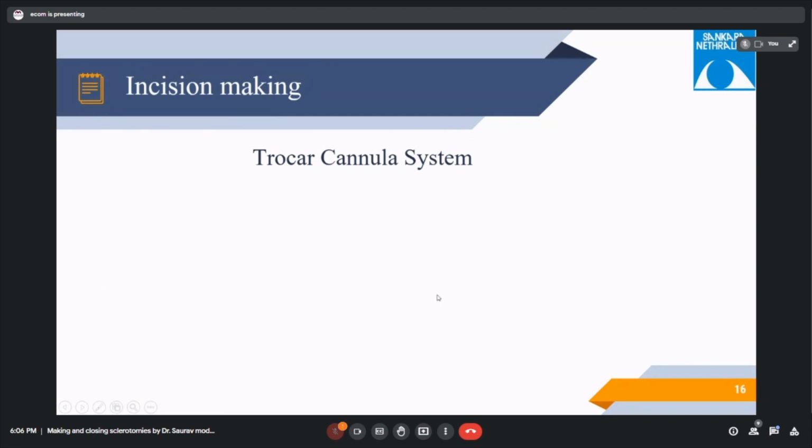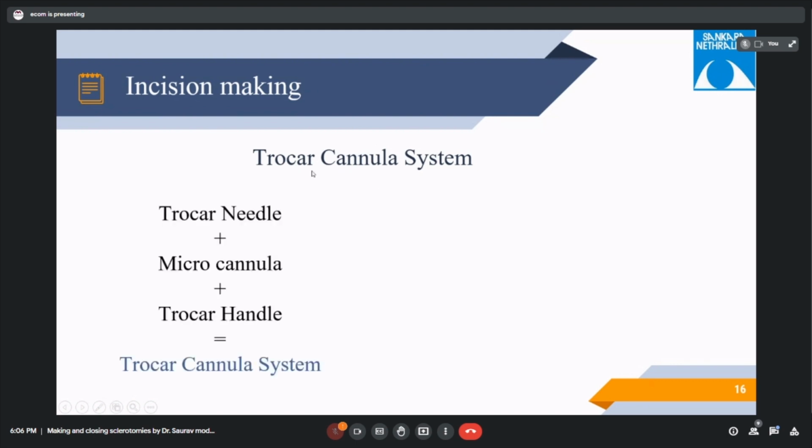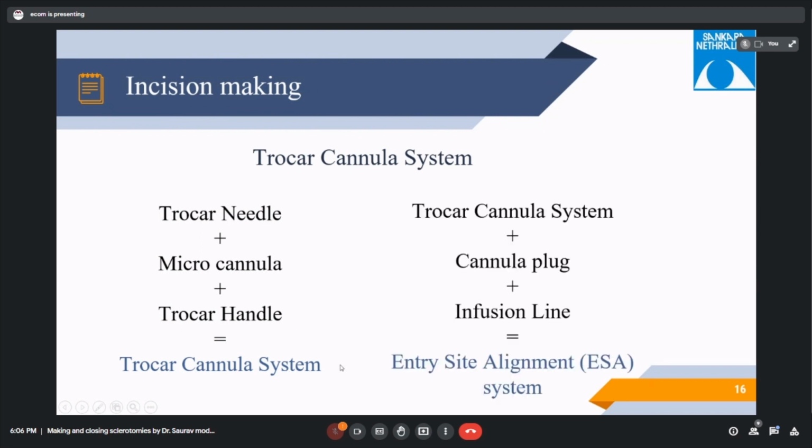So now the next step is to make the sclerotomy incision. For incision making, the basic thing we need to know is the trocar cannula system. The trocar needle plus micro cannula and trocar handle make up the trocar cannula system. And this trocar cannula system plus cannula plug plus infusion line makes up the entry site alignment system. So why is there a need for such a system? It basically helps to align the conjunctival and scleral incisions.